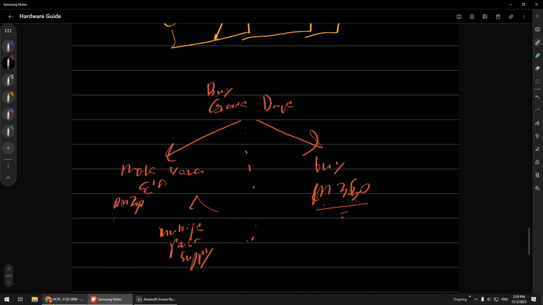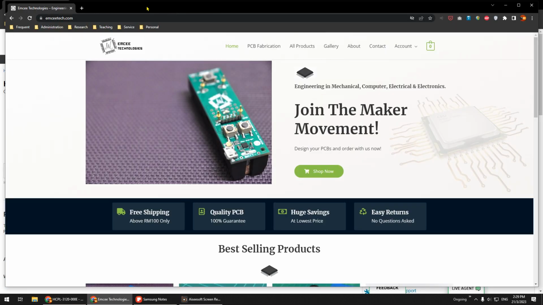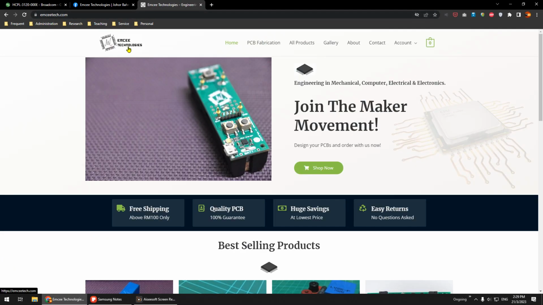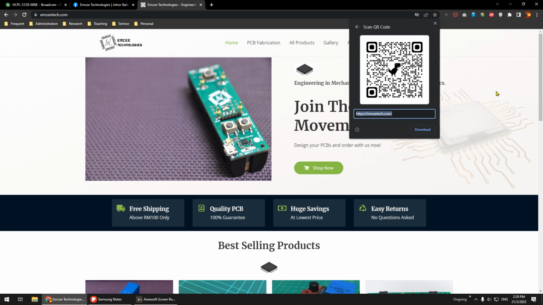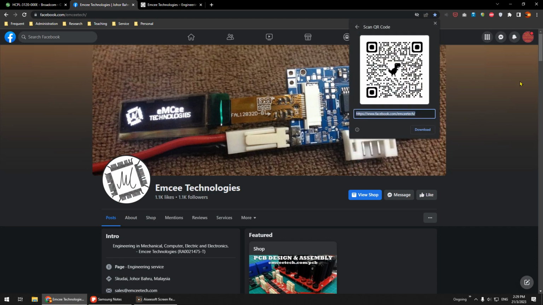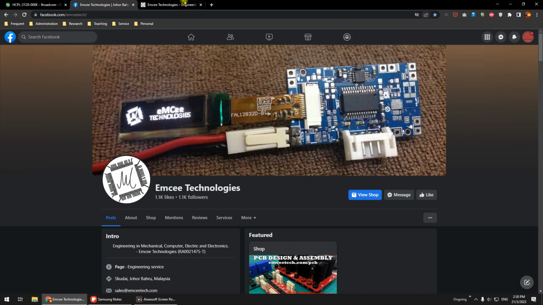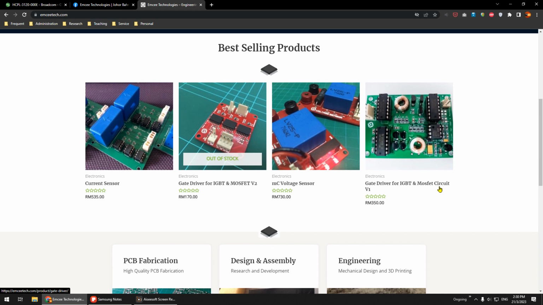If you want to buy it, I suggest this company makes a very good gate driver. It's called MC Technology. If you want to scan the QR, you can scan it. You can pause the video, or they also have Facebook here. So you have options. You go to the website and buy this: gate drive for IGBT and MOSFET version 1. Don't buy the new version.